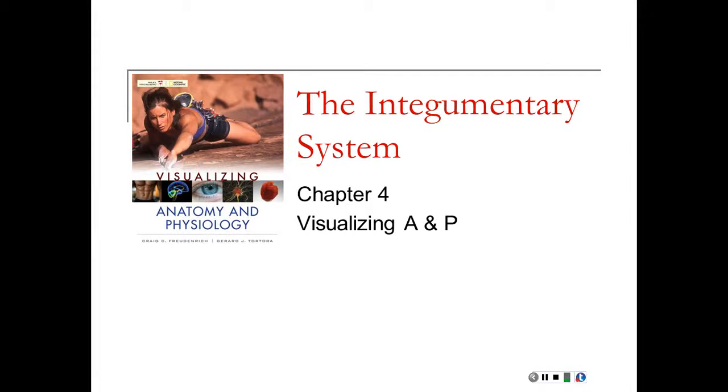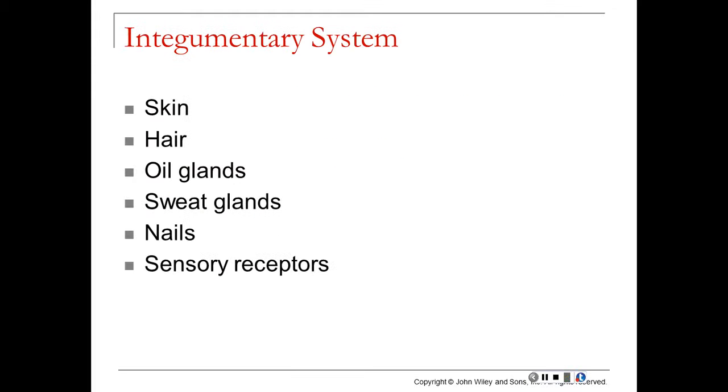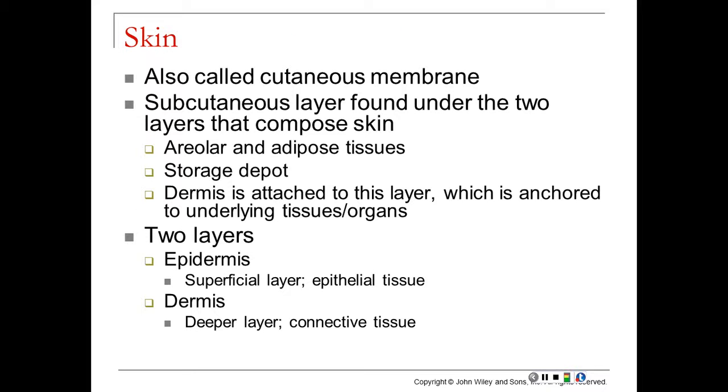Okay, so we're going to begin Chapter 4, which is our first body system. It's the integumentary system. The integumentary system consists of our skin, hair, oil, sweat glands, nails, and the sensory receptors, which are associated with these structures. So let's begin with our skin.